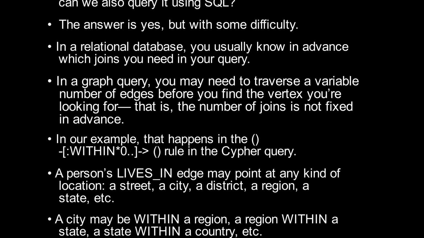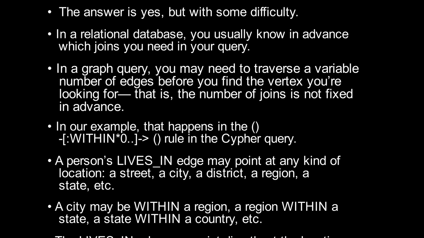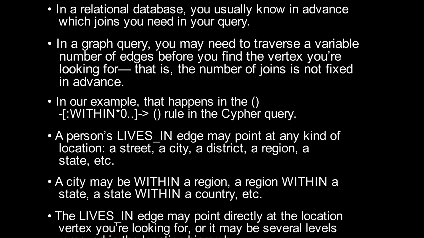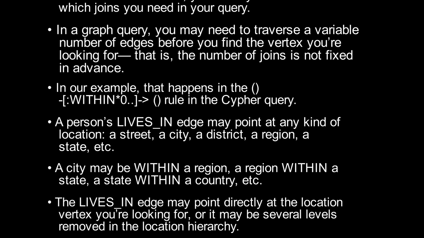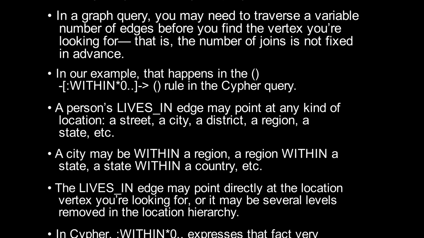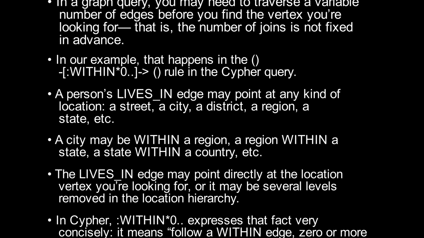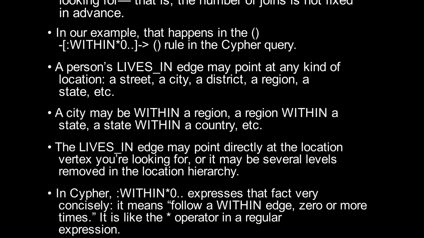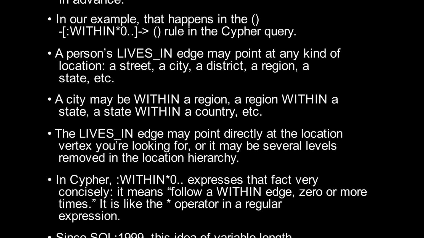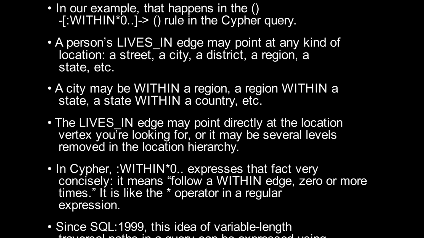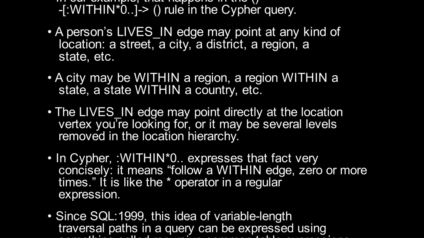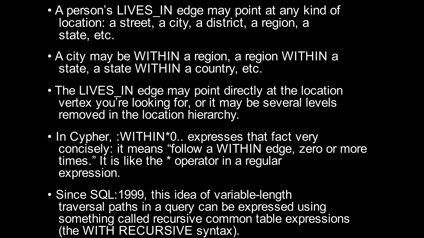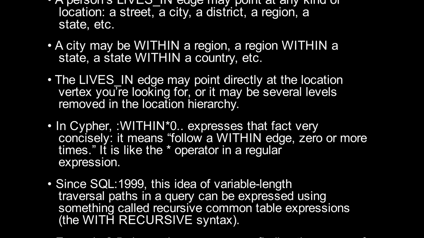A person's lives_in edge may point at any kind of location: a street, a city, a district, a region, a state, etc. A city may be within a region, within a state, within a country, etc. The lives_in edge may point directly at the location vertex you're looking for, or it may be several levels removed in the location hierarchy. In Cypher, :WITHIN*0.. expresses that fact very concisely. It means follow a within edge 0 or more times. It is like the * operator in a regular expression.